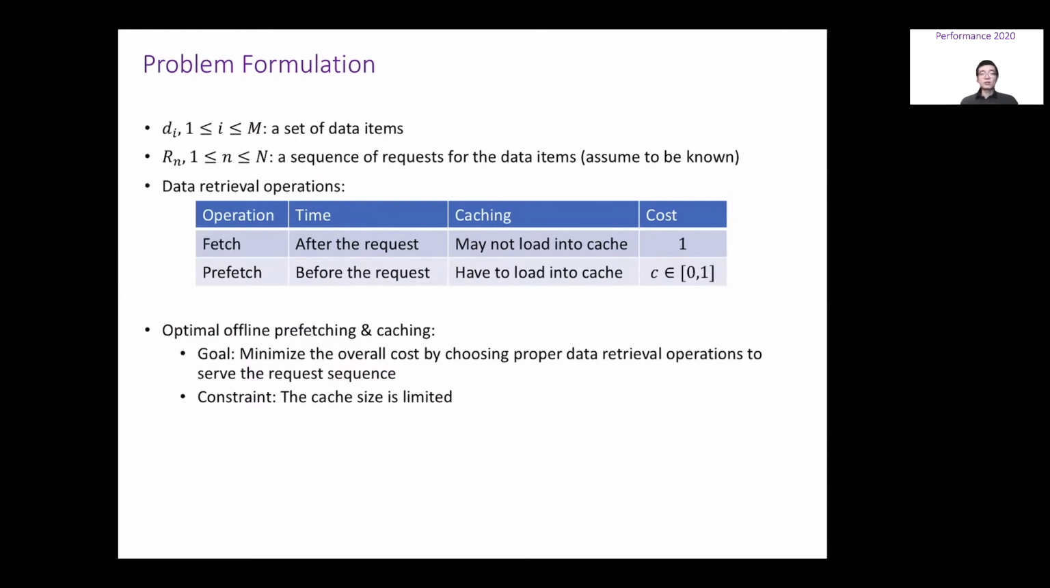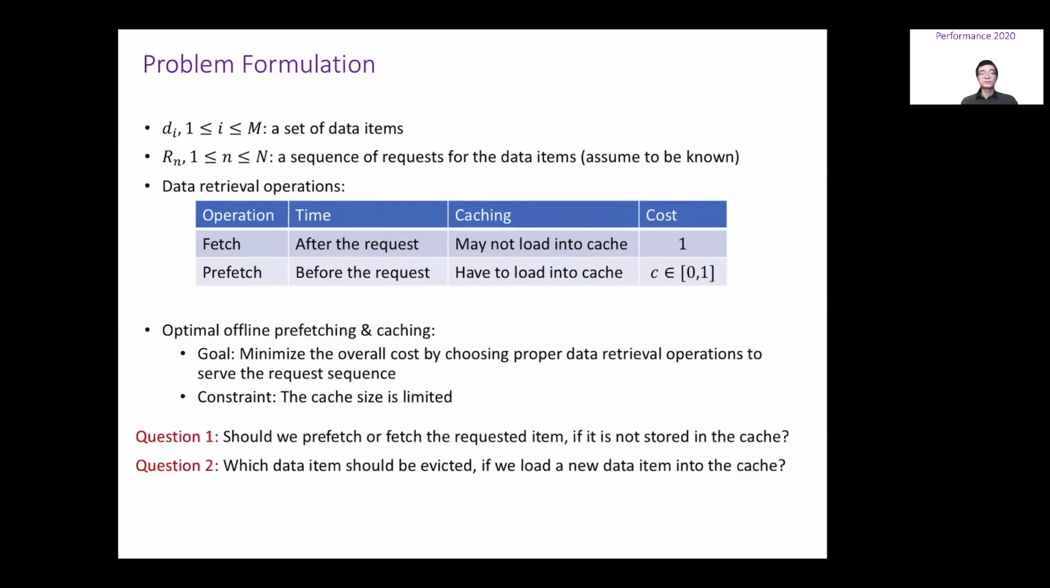To solve this problem, it is equivalent to answer the following two questions. Question 1, should we prefetch or fetch a requested data item if it is not stored in the cache? And the second question is, if we need to load a new data item into the cache, which item should be evicted?